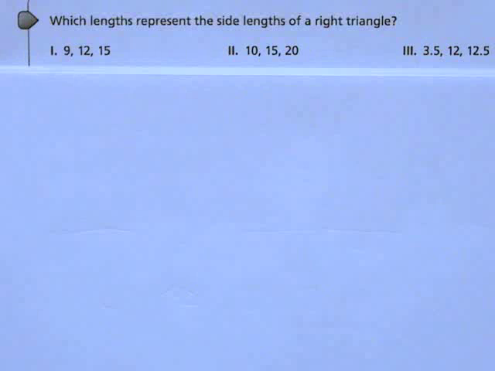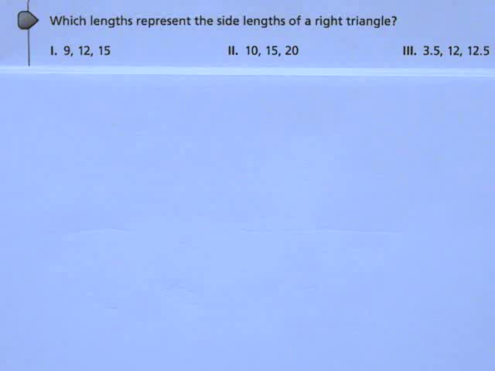Another way that we can use the Pythagorean theorem is to prove whether or not, given the lengths of the sides of a triangle, the triangle is a right triangle. If it is a right triangle, then the Pythagorean theorem will hold true: a squared plus b squared will equal c squared. In this problem, we're given three different triangles and the lengths of the sides, and we're asked to see which of these are right triangles.